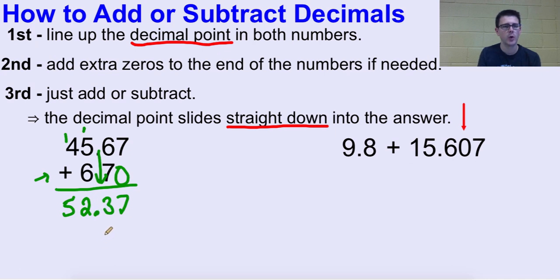I get 52.37, or 52 and 37 hundredths, which makes sense. I'm adding 45 and 6, so that's about 51. So it makes sense that my answer is going to be around 52.